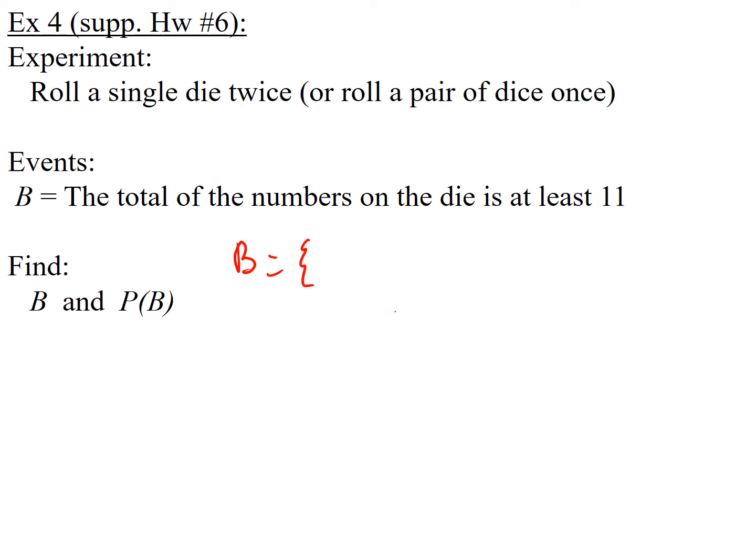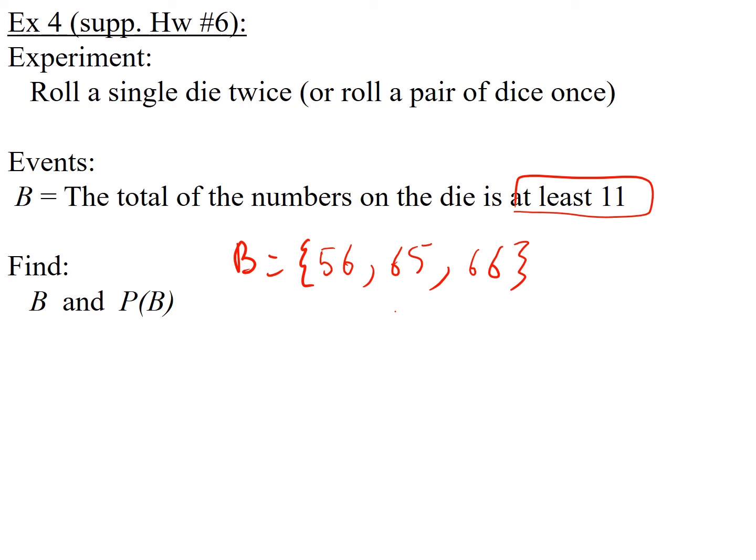Well, the total is 11 if you roll a 5, 6, or a 6, 5. Those are the only ways you can get a total of 11, but it says at least 11, so it means it could be higher. So 11 or higher. What could be higher? 12, you can get a total of 12. There's only one way to do that, 6, 6. And you can't get any higher than that. Let's make this 6 look a little nicer. Okay, so that is event B.